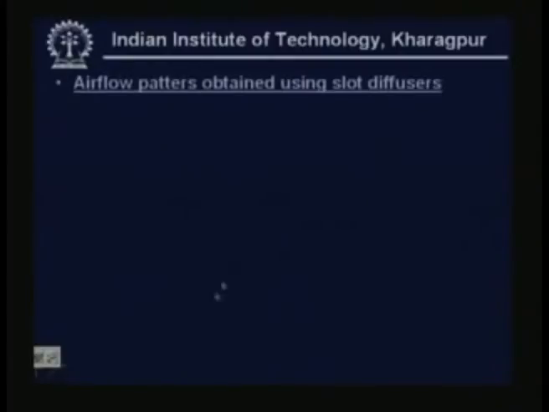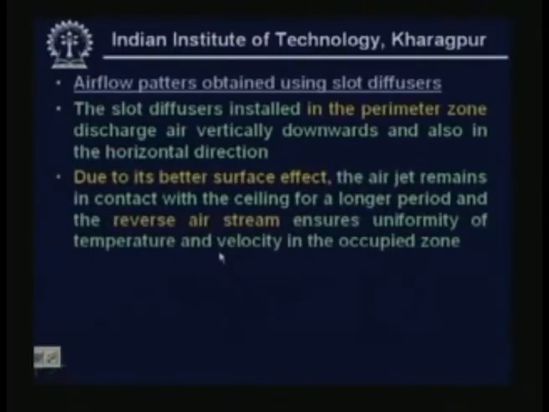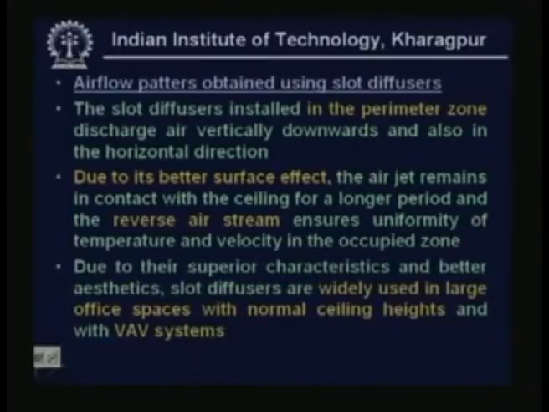You can also have airflow patterns obtained using slot diffusers. The slot diffusers installed in the perimeter zone discharge air vertically downwards and also in the horizontal direction. Due to its better surface effect, the air jet remains in contact with the ceiling for a longer period, and the reverse air stream ensures uniformity of temperature and velocity in the occupied zone. Due to their superior characteristics and better aesthetics, slot diffusers are widely used in large office spaces with normal ceiling heights and with variable air volume systems or VAV systems.